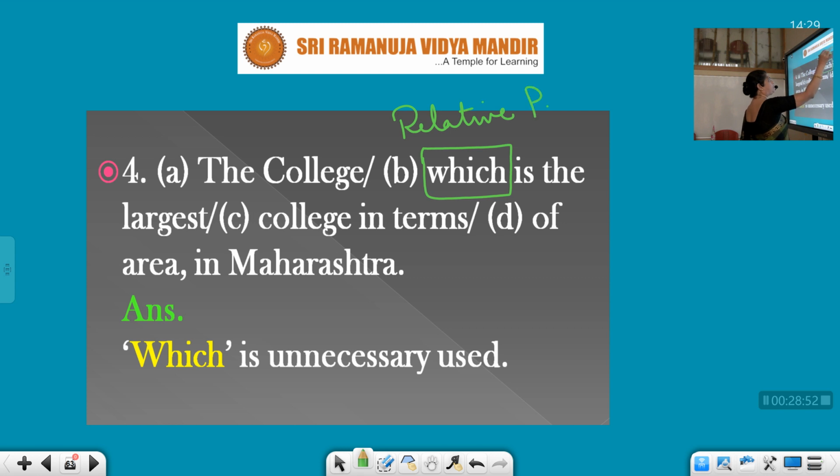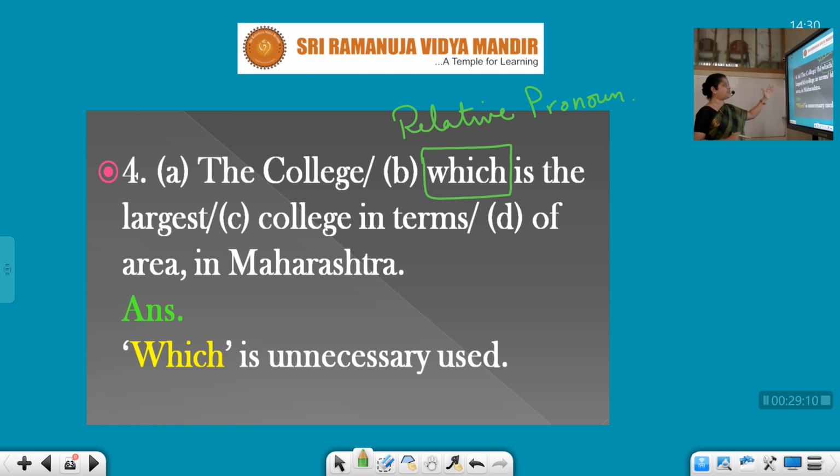Which is a relative pronoun. And what is the meaning of relative pronoun? It relates the first part of the sentence with the second part of the sentence. Say for example, I am talking about the college which is having the largest area in Maharashtra.